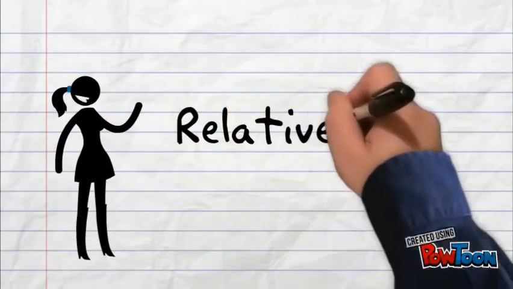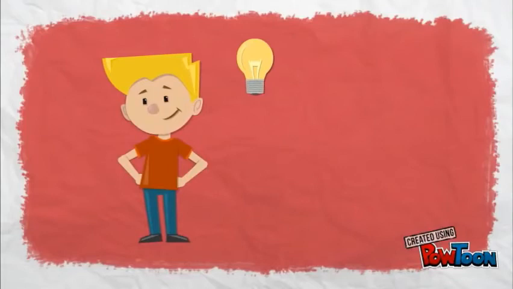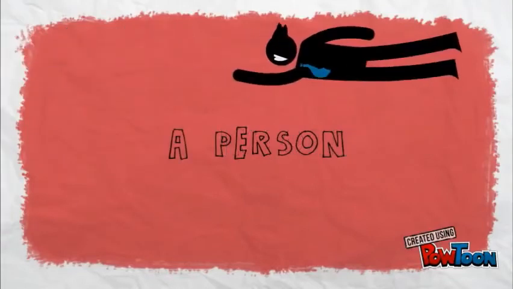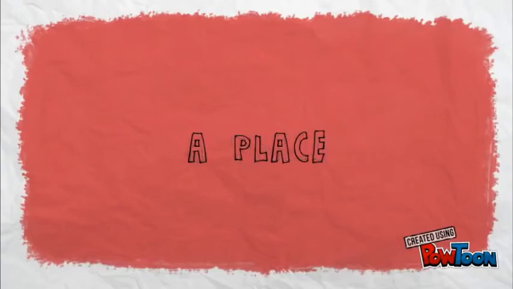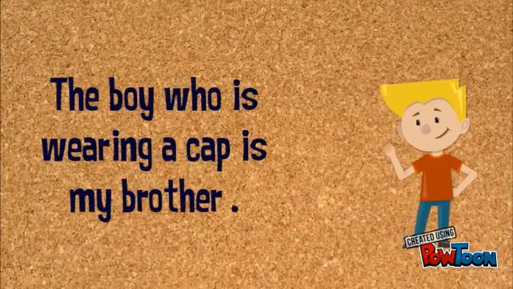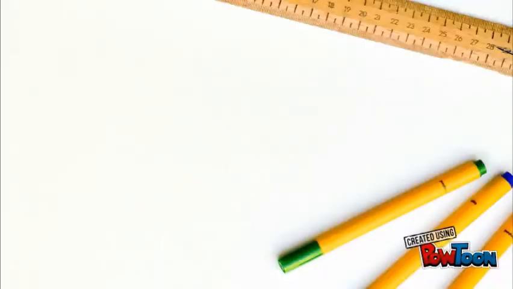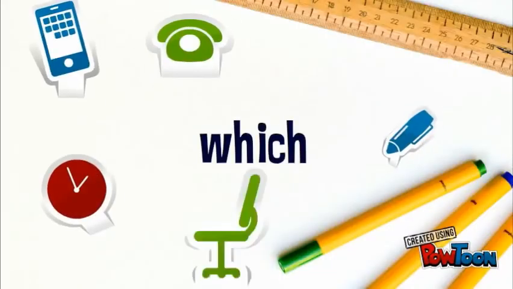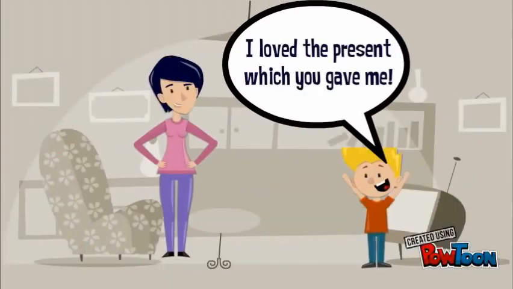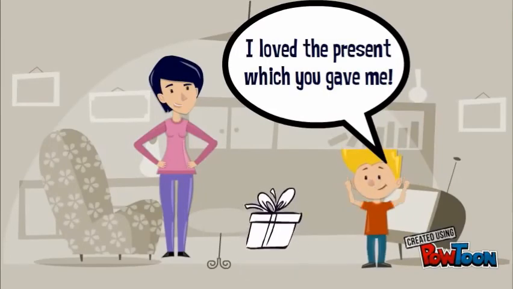Hello everyone. Hello everyone. So, what are relative pronouns? Relative pronouns are used to provide more information about a person, a thing, or a place. We use who when we talk about people. The boy who is wearing a cap is my brother. The boy who is wearing a cap. We use which when talking about things. I loved the present which you gave me for my birthday. The present which you gave me.